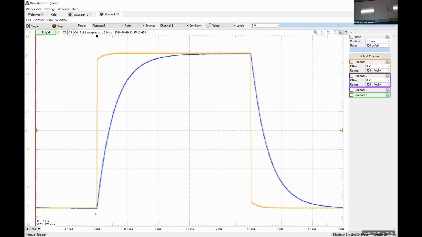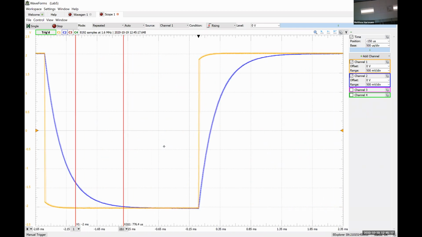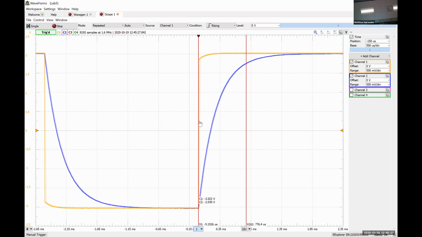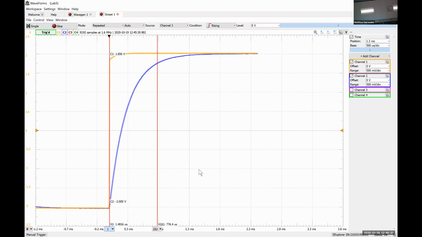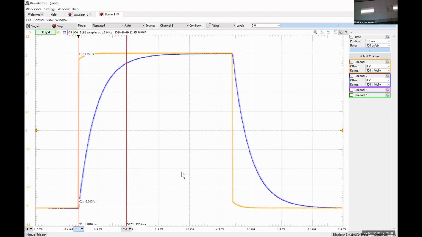Now I need to go through and find my cursors real quick. So I'm gonna have to slide this way. All righty. So I'm gonna move, if I can target it, there we go. I'm gonna move that cursor, t is equal to 0. I'm gonna slide this guy back over. All righty.